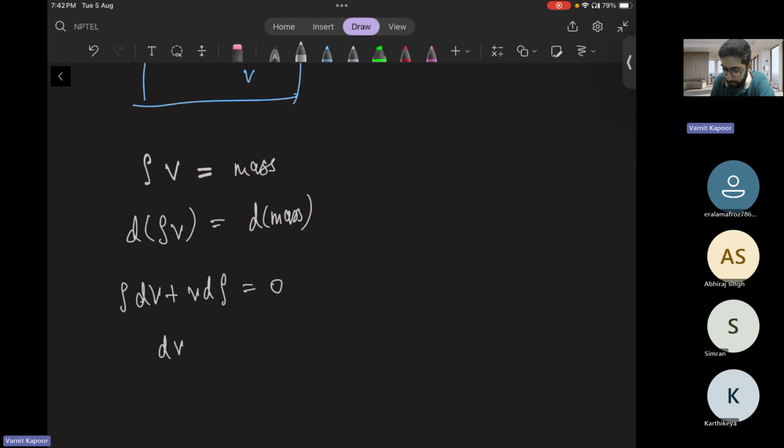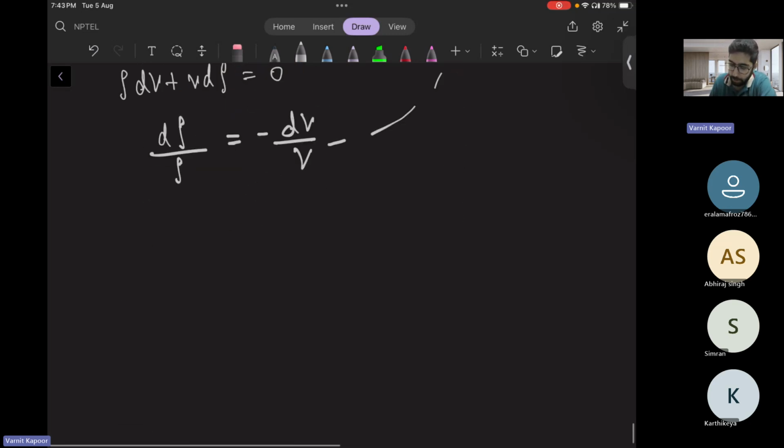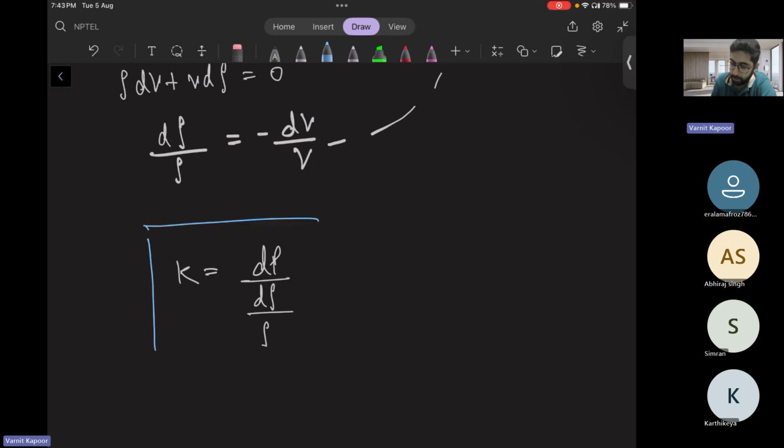So from here, d rho by rho is nothing but negative of dV by V. And put this back here. Your bulk modulus will become, in terms of density changes, K is equal to dP by d rho by rho, and this rho is the initial rho. So for a gas, density can change very easily compared to that of water. Clear? Any doubts?